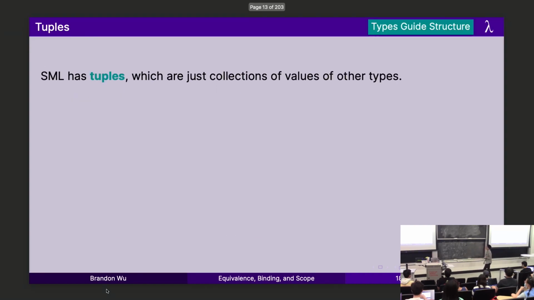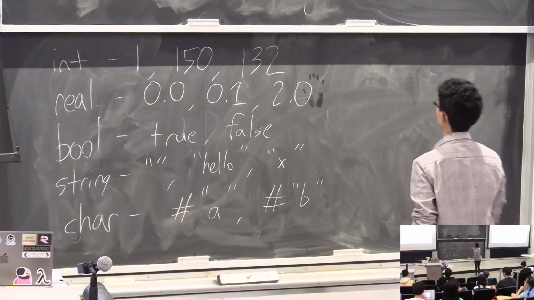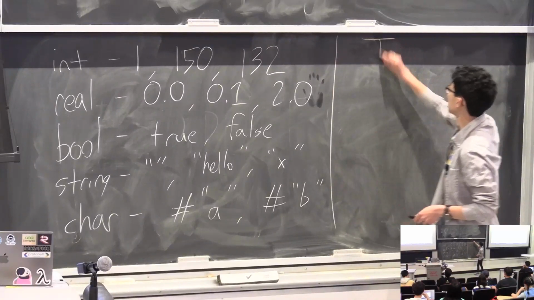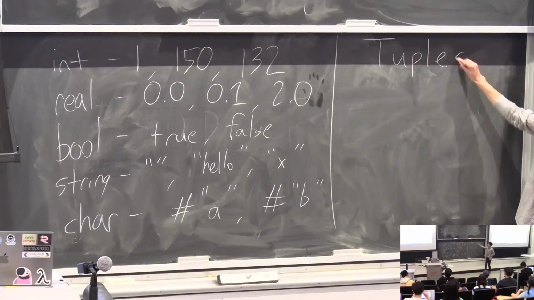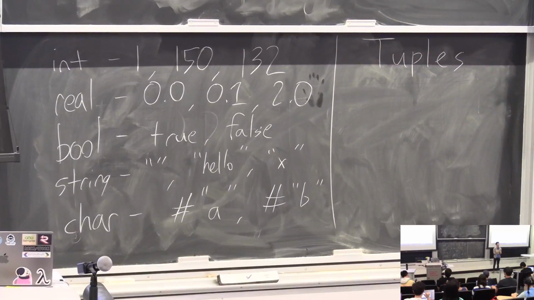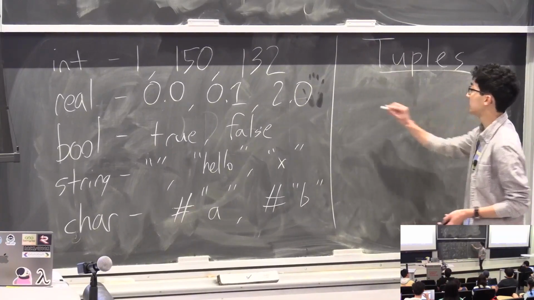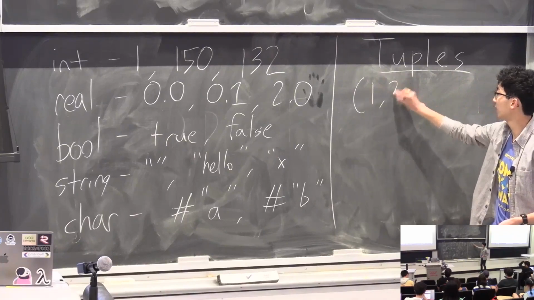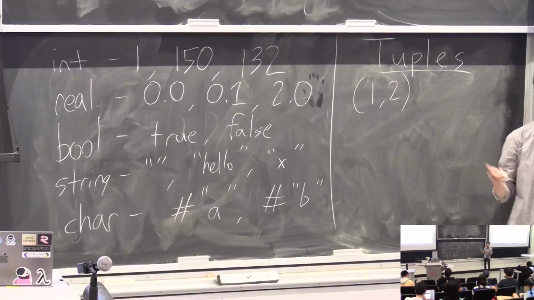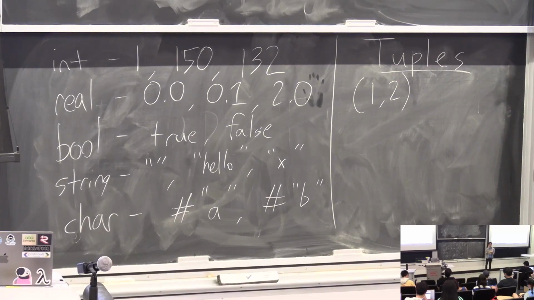Cool. We also have this notion of tuples. A tuple is a collection of values. If I want to store something, maybe I don't just want an int. Maybe I don't just want a string. Maybe I want a string and an int. Okay? So a valid tuple might be something like 1, 2. This is a tuple where the first component is 1. The second component is 2.